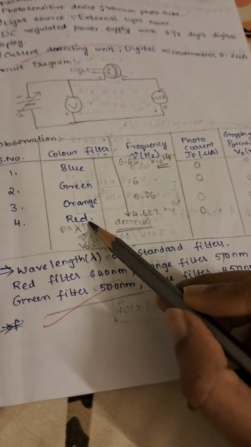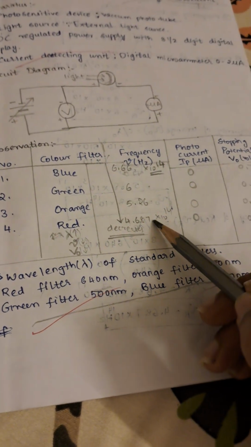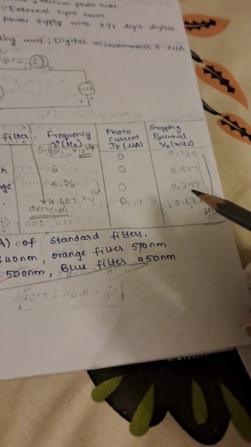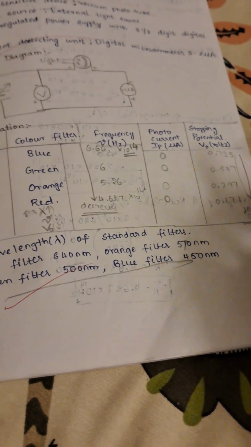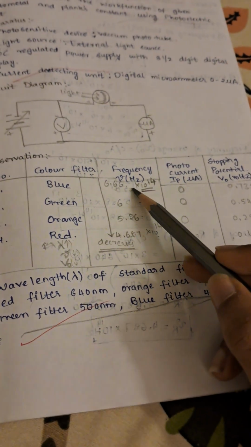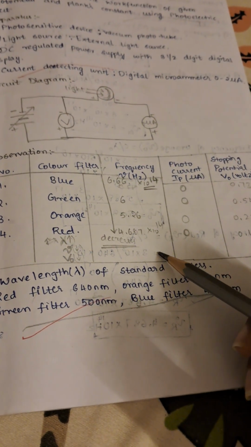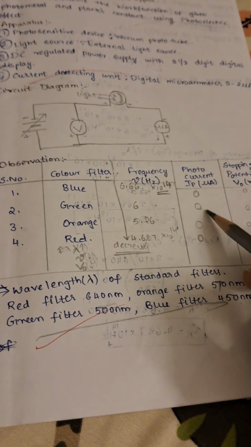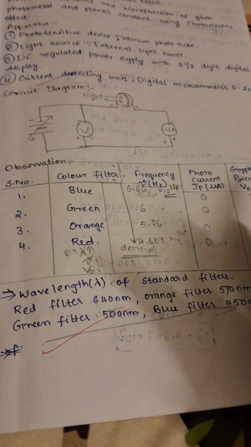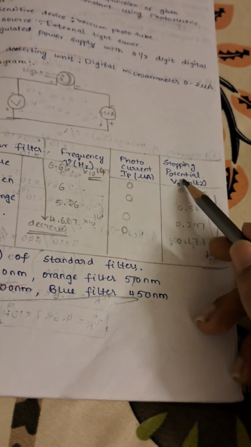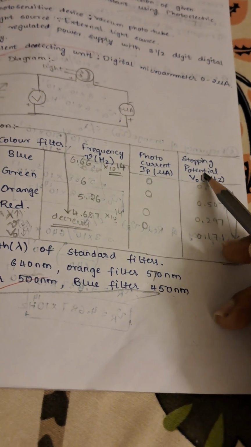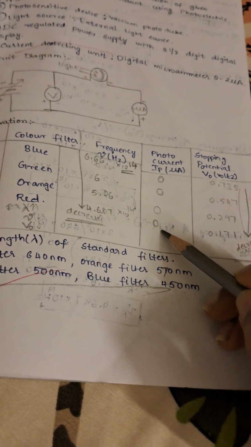Here you will observe that frequency will decrease. And in the same way, after that we need to find the stopping potential. So first you write all frequencies in the observation table. Then photocurrent will be 0 only, because here we will find stopping potential. At the time of stopping potential, we will get photocurrent as 0 only.